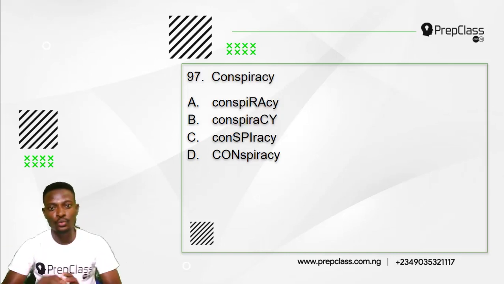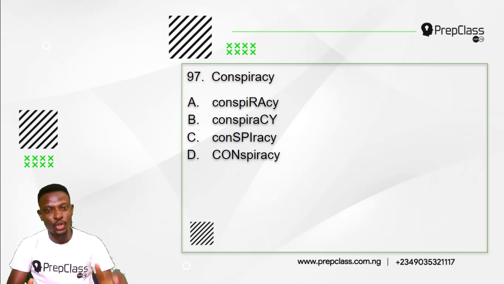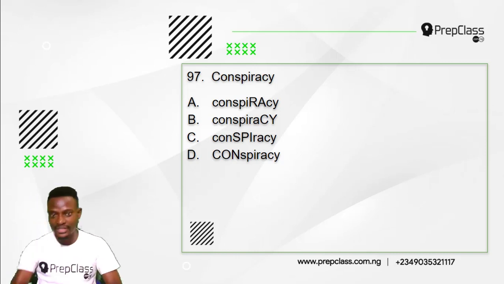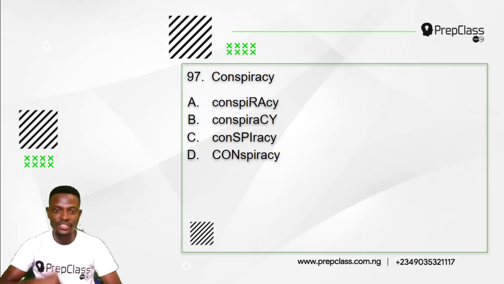Alright, moving on, question 97. Remember, we have to select the option that shows the correct placement of stress on the word. Question 97, the word we have is conspiracy. So which of these options shows the correct placement of stress on the word conspiracy?